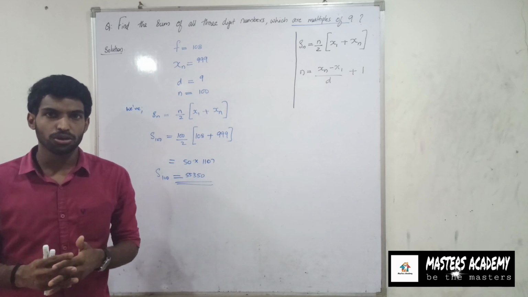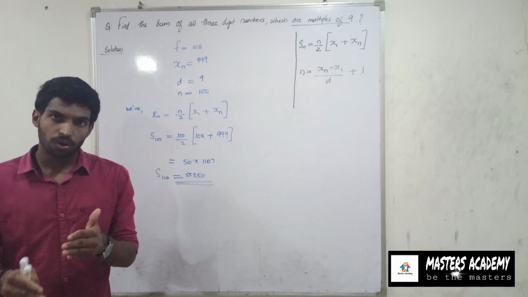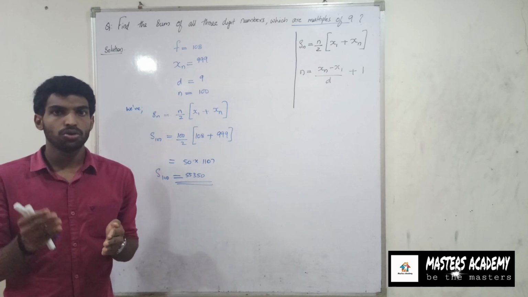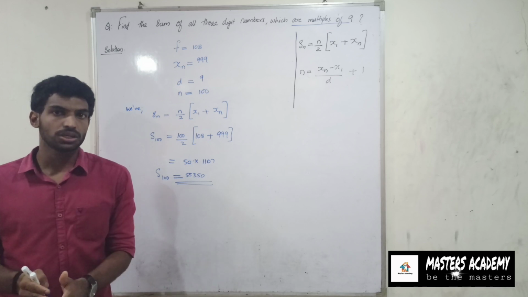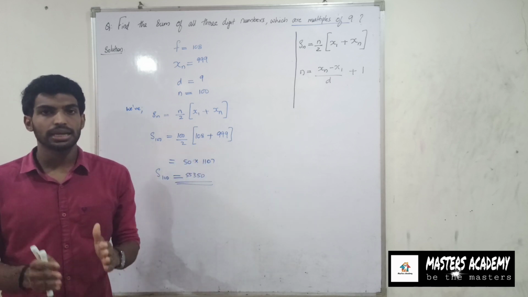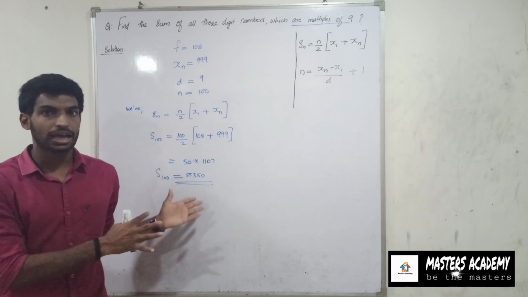That is n by 2 into x1 plus xn, or else you can apply xn equal to n by 2 into 2f plus n minus 1 into d. In that equation n remains 100 only, f means 108 and d becomes 9. If you want, you can find out in that way also.